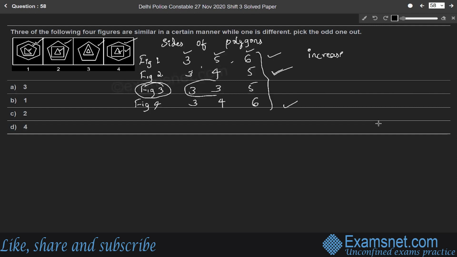Only in figure 3, the first 2 polygons have same number of sides. Therefore, figure 3 is the odd one. So which is option A.